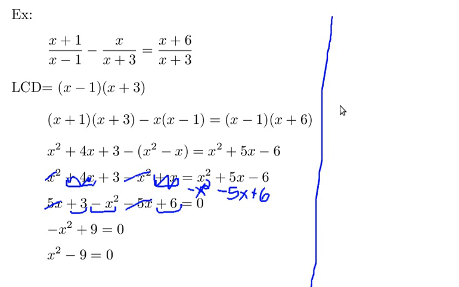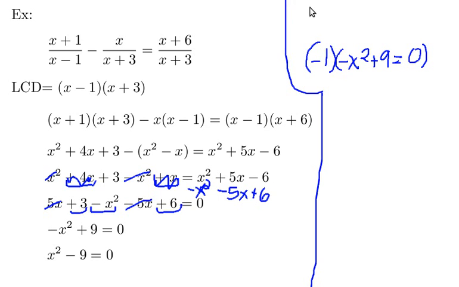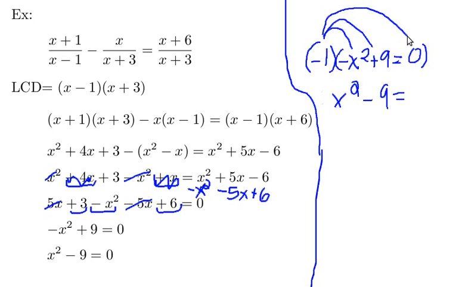So if we have negative x squared plus 9 equals 0, we can multiply both sides of the equation by negative 1. Distribute this negative 1 to the negative x squared. This negative x squared will just become x squared. This positive 9 will become negative 9. And when you distribute the negative 1 to the 0, negative 1 times 0 is just going to be 0. So you have x squared minus 9 equals 0.